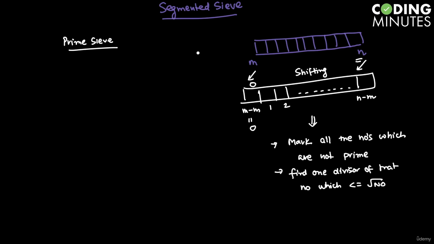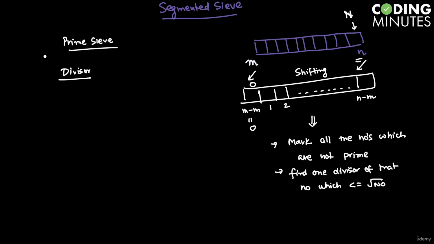Now what we want is to find the divisors of the numbers in the range m to n, and I need at least one divisor. If I get at least one divisor which is less than root n, that means I can easily say that the given number is not prime. Now the maximum number is n. This is given in the question. Maximum range could be n.